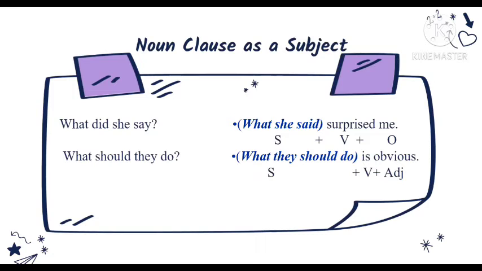And the second example is, what should they do? What they should do is a noun clause as a subject, is the main verb, and obvious is an adjective. Why is this noun clause a subject? Because the noun clause is at the beginning of the sentence. A noun clause can begin a sentence. Okay, next please.